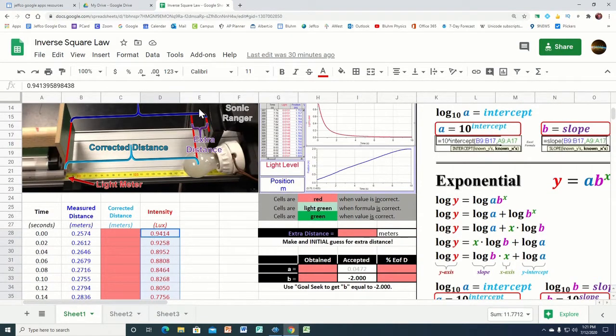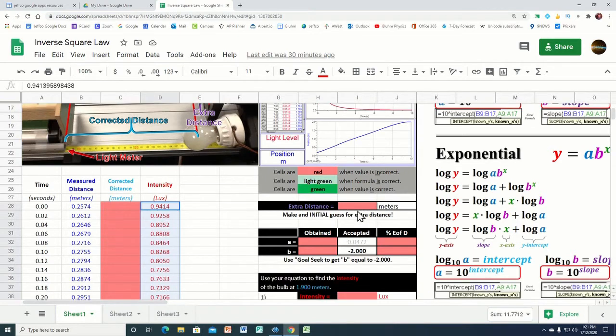What we're going to do is we don't know what that extra distance is. We don't know if the distance is from here to the surface of that bulb or somewhere in the middle, but we do know the sonic ranger is well past where it should be. So I'm going to make an initial guess at what we should be subtracting from everything, and I'm going to say 0.05 meters. About 5 centimeters was what I'm going to initially guess at.